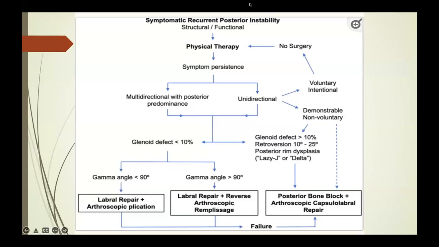Thermal capsulorrhaphy is history. It is a complete failure. I think Sir has seen many people failing in that procedure. Better not to burn any normal tissues. And the flow chart which you showed last is the right way to go about when you're addressing a patient with suspected posterior instability.